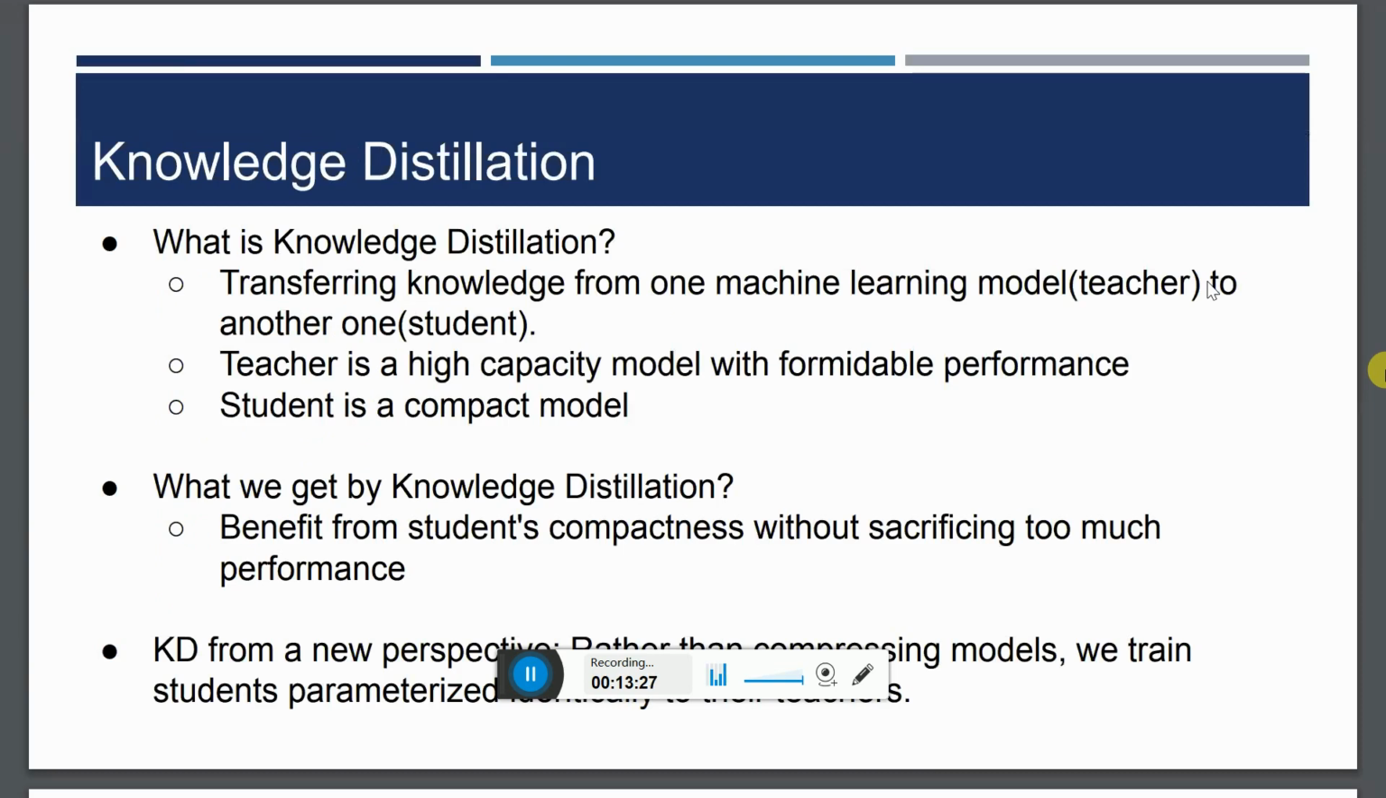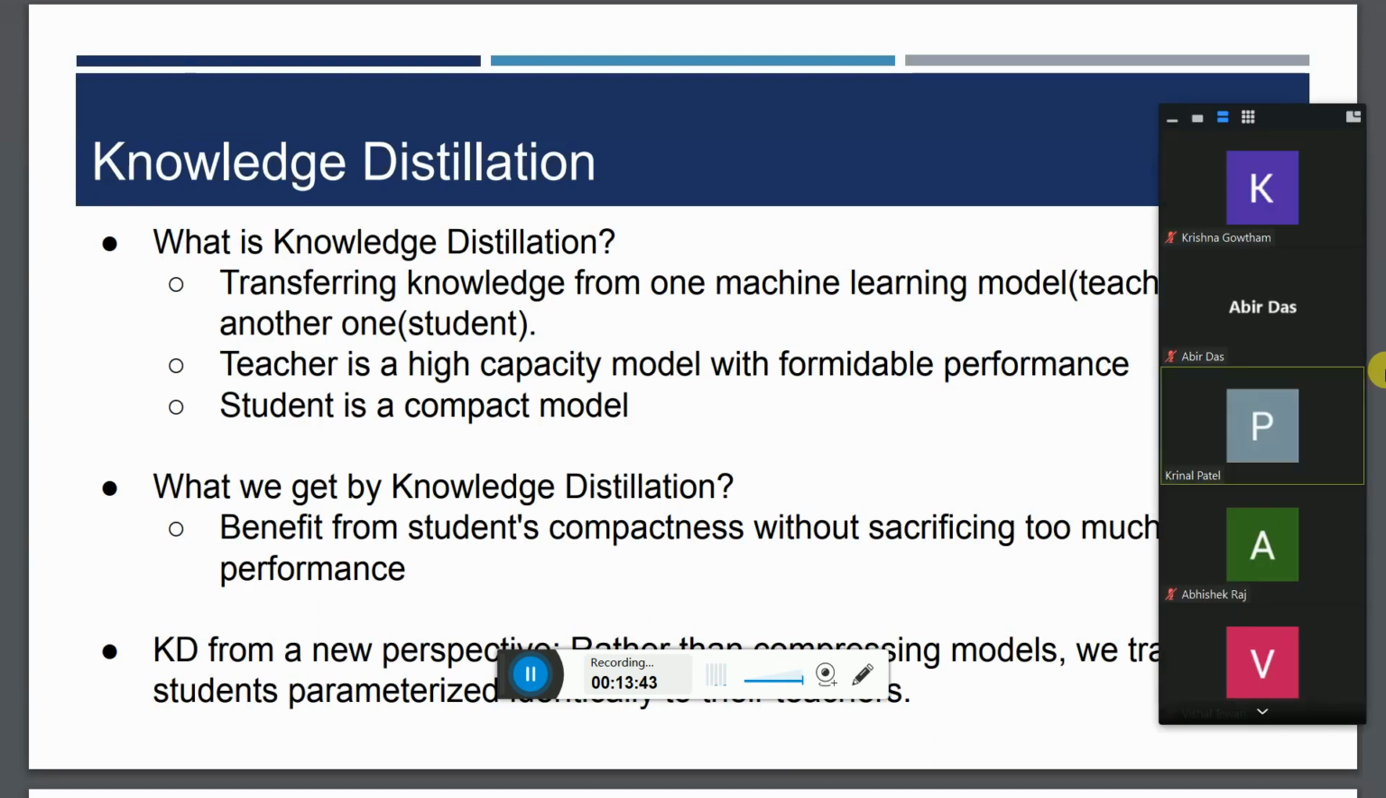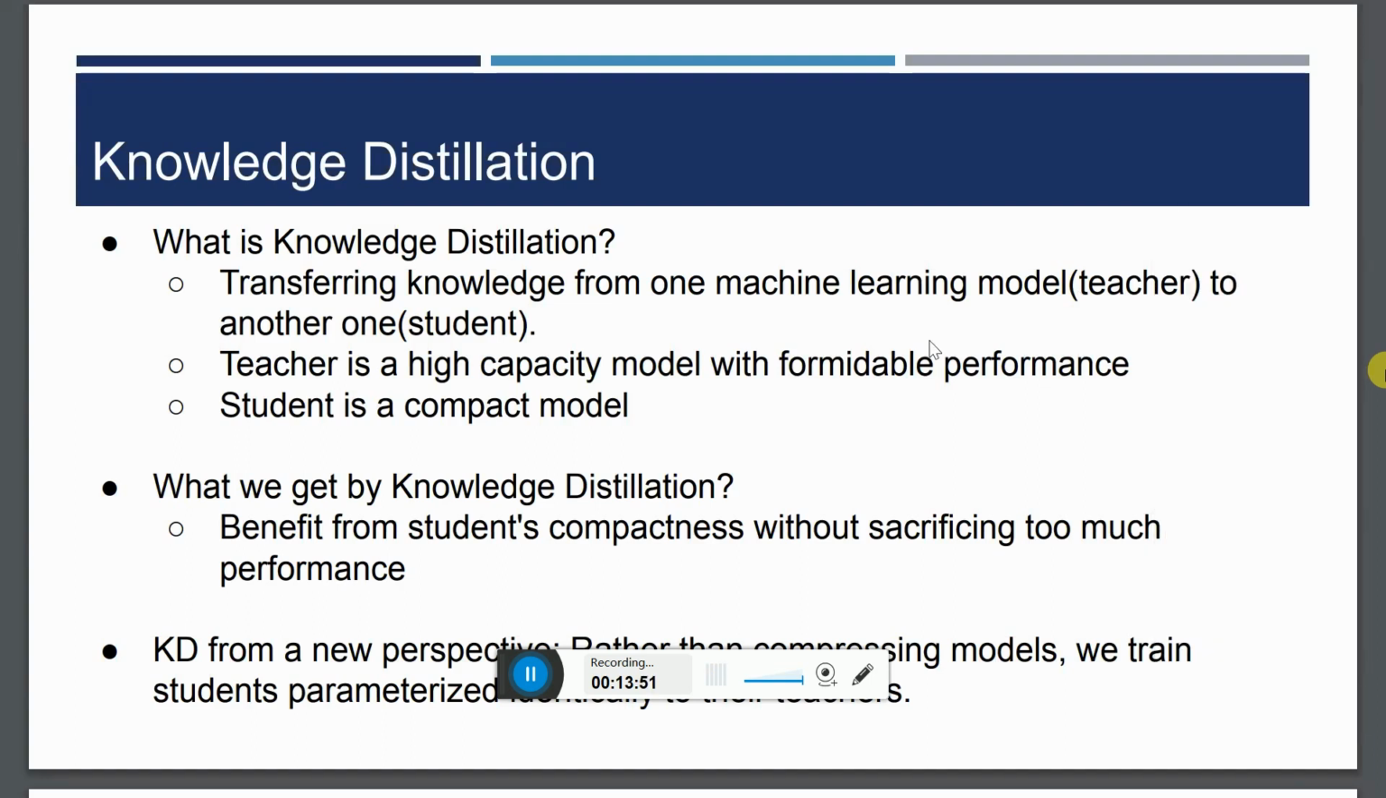So first of all, what is knowledge distillation? It is a transferring of knowledge from one machine learning model, which we typically call teacher, to another machine learning model, which we call student. In the typical setup of knowledge distillation, the teacher is a high capacity model, which has really good performance, and the student is a much more compact model. Normally we use knowledge distillation to compress the model, so we get the benefit from the student's compactness without sacrificing too much performance.